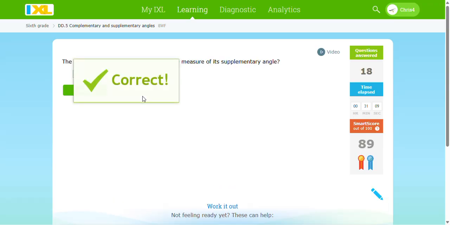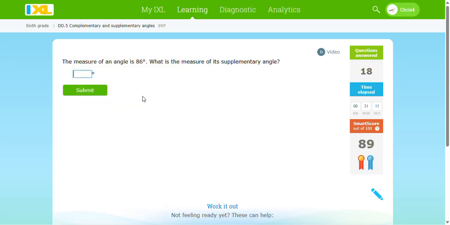Next, what is the supplementary angle of 45? 94. Oh, the measure of an angle is 26.9. What is the measure of its complementary angle? So what is 90 minus 26 and 9/10?